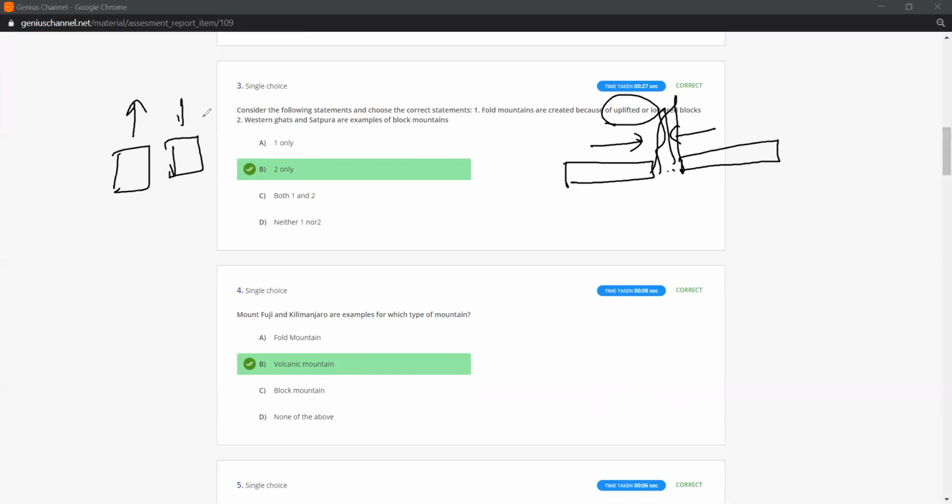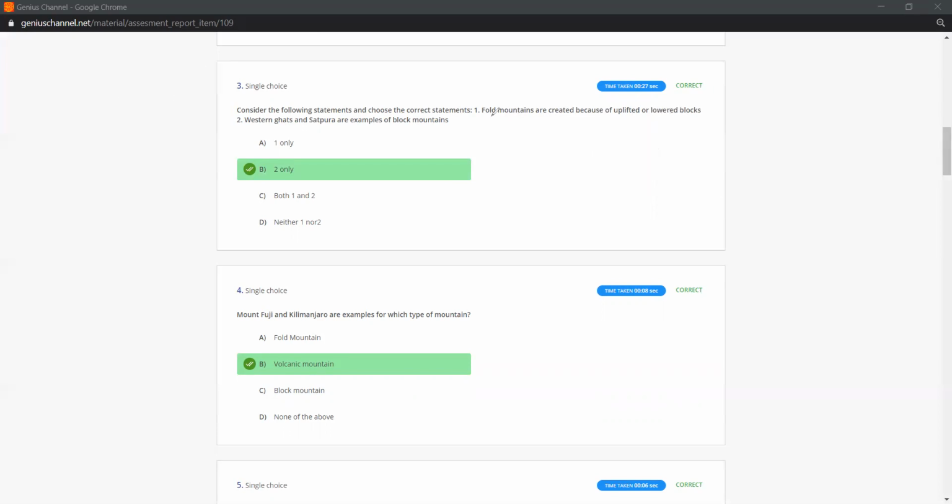Like this and like this, there will be ups and downs. You might have heard about Horst and Rift Valley. For example, our Narmada and Tapi were created because of upliftment only. And likewise, Vindhyas and Satpura. So the answer should be block mountains. The statement that fold mountains are created by upliftment and lowering of blocks is wrong because that is the creation of block mountains. Western Ghats and Satpura are examples of block mountains, that is correct. So 2 only is the answer.